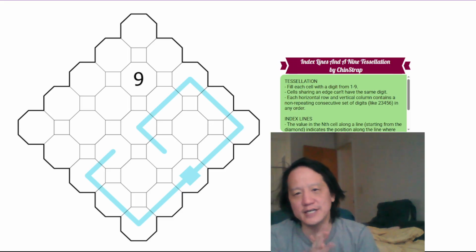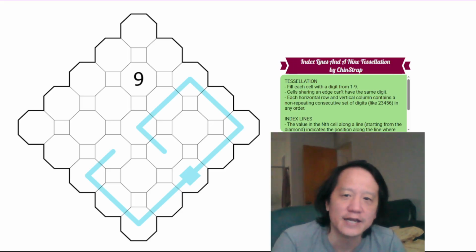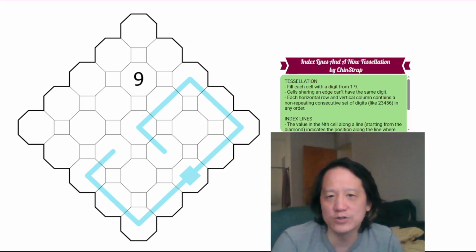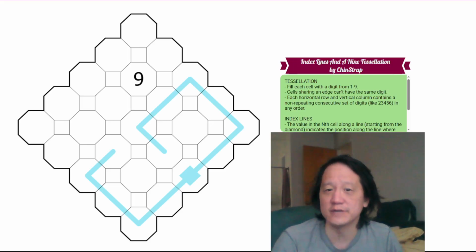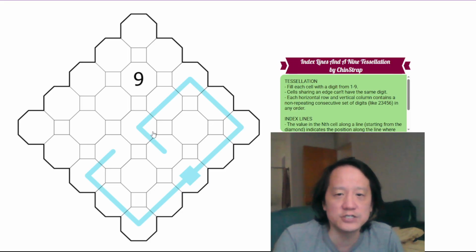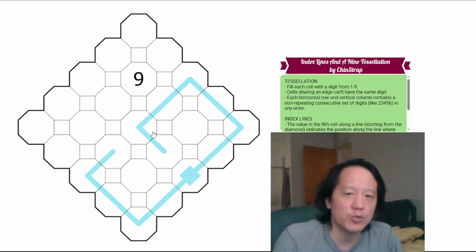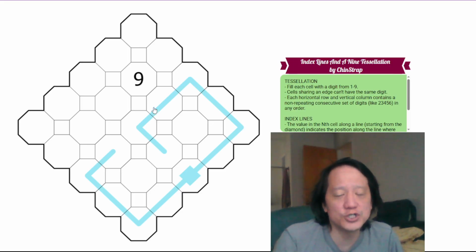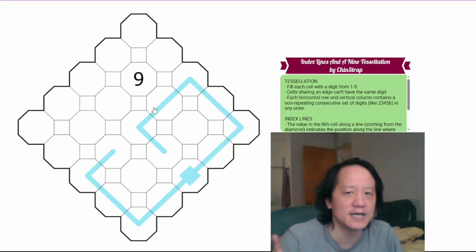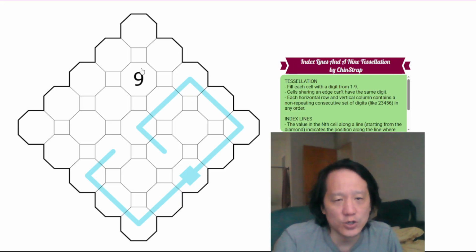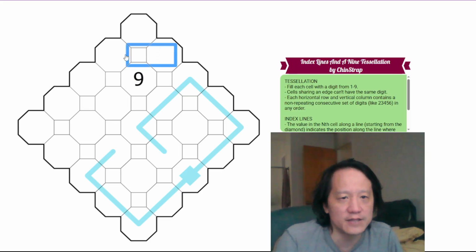It's called Index Lines and a 9 Tessellation by Chinstrap. And here are the rules. We have a tessellation, where we need to fill each cell in the grid with a single digit from 1 through 9, and cells sharing an edge cannot have the same digit. So since this digit is a 9, there cannot be a 9 in the 8 surrounding cells that share an edge with it.